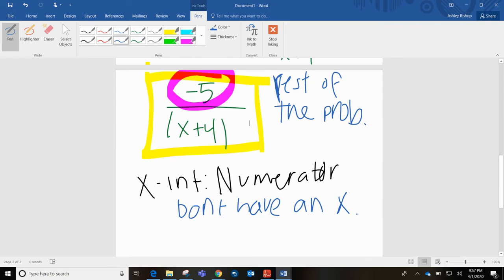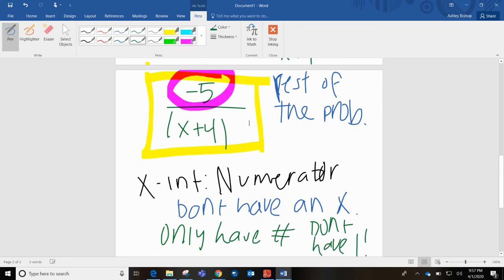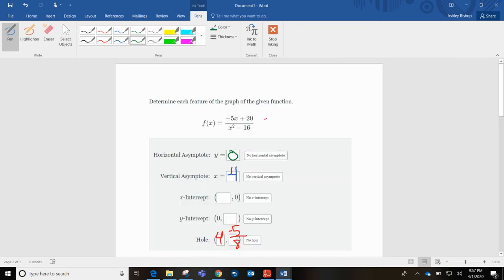If I don't have an x in my numerator and I only have a number, I don't have an x-intercept. Don't have one. So I would go up here for the problem and say that there is no x-intercept.